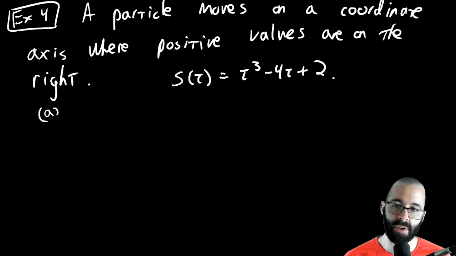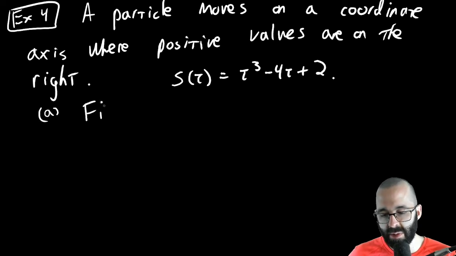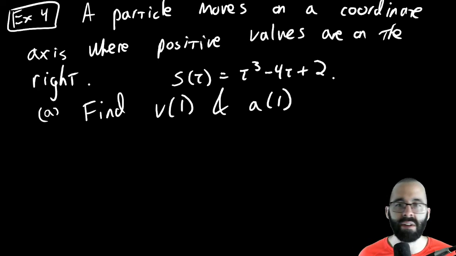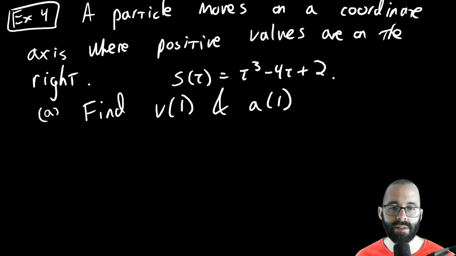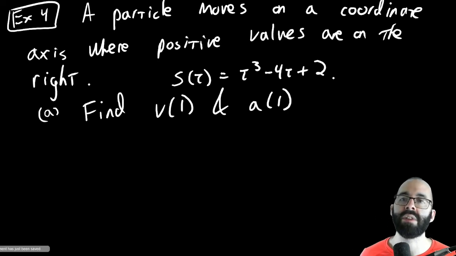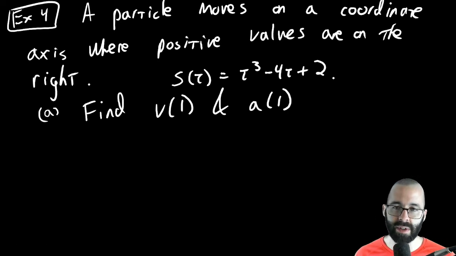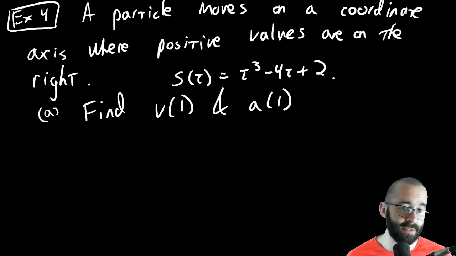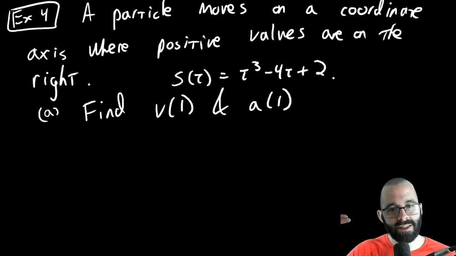And I have a couple questions for you guys about this situation. To start, I just want you to find v of 1 and a of 1. So this is not something falling. The acceleration is not just going to be that constant for gravity. This is something moving under other circumstances, and this one's going to be moving according to a cubic function. I want the velocity after 1 second. How fast is it going after 1 second? And I want the acceleration after 1 second. How is the velocity changing? Speeding up? Slowing down? And remember, if your velocity is positive and you're speeding up, that means your velocity is increasing.